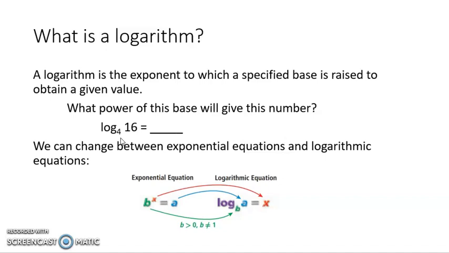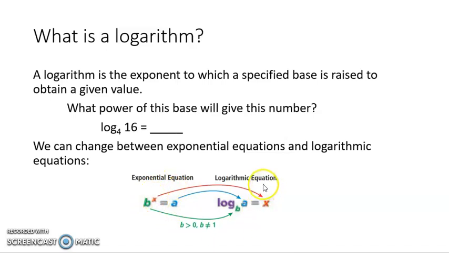Now, we can change between exponential equations and logarithmic equations in the following way. If I'm given an exponential equation, the b number is the base. It goes down here below the log. Then the a number comes next, the number that it was equal to. And then the exponent comes last. The way I remember it is the first number is always first, then you skip to the last number, then you go back to the exponent. So it makes this little circle pattern.